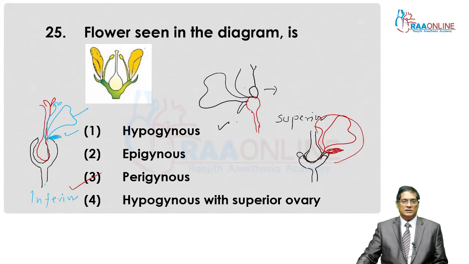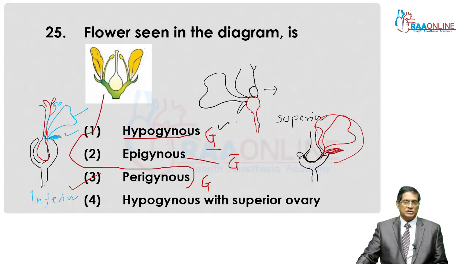So, hypogynous flower has a superior ovary, and its sign is G with a line below. Epigynous flower has an inferior ovary, and this is the sign for inferior. In perigynous, no sign is used because the ovary is neither superior nor inferior. So, this picture shows a perigynous flower. You see, the other whorls are there at the periphery.